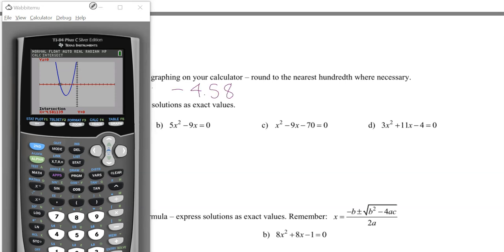So to the nearest hundredth, x is equal to that. And x is equal to, so again, second calc, because I put y2 in, I've got the red line here. You won't see it on a black and white, but it'll be there. Move to about the point of intersection, just hit enter 3 times. And we've got negative 1.42.